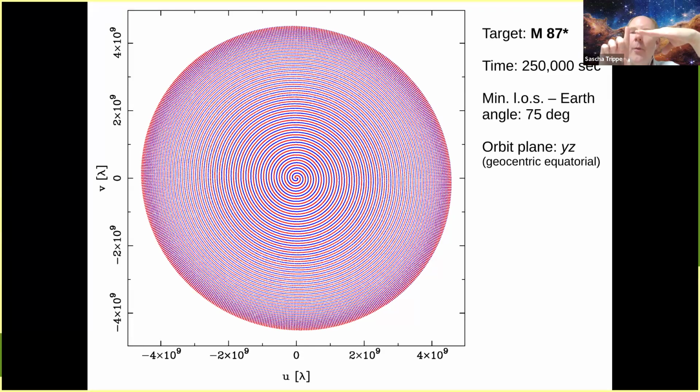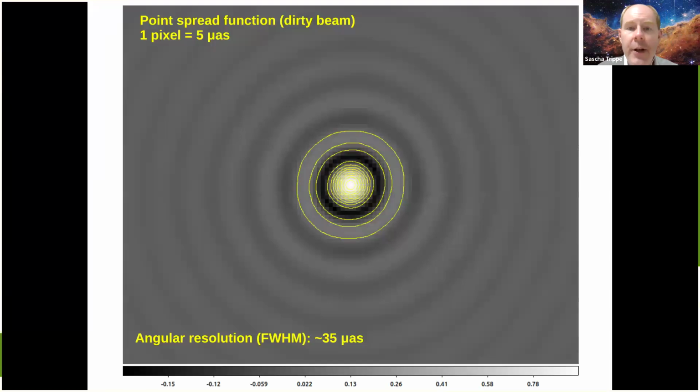basically with a line of sight that is more or less perpendicular to this orbit plane. So you still get, if you wait long enough, again about 3 days, an absolutely beautiful UV plane coverage, like this. So we optimized this a little bit for observing M87, and this is actually what we get.